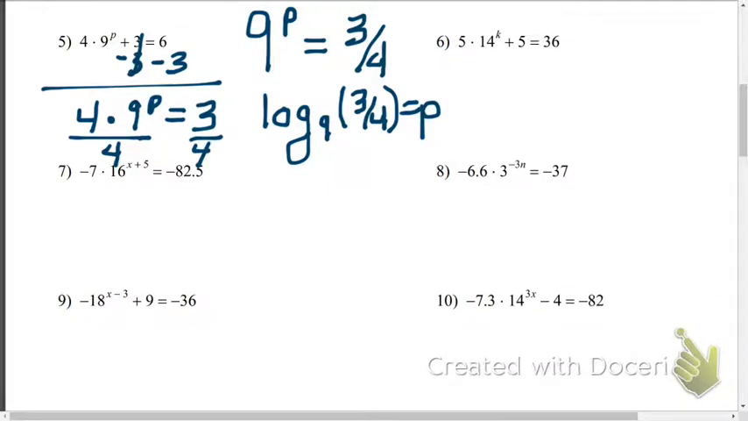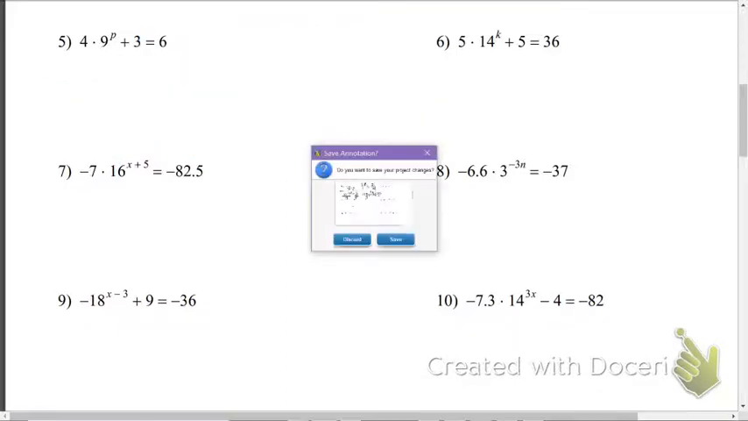Hey, I realized that I started writing before you guys were listening, so I want to go ahead and just go through what I did for number 5. I subtracted 3 from both sides, okay, and got 6 minus 3 is 3. 4 times 9p is equal to that number, so I would divide both sides by 4. 9p is equal to 3/4. Log base 9 of 3/4 is equal to p.